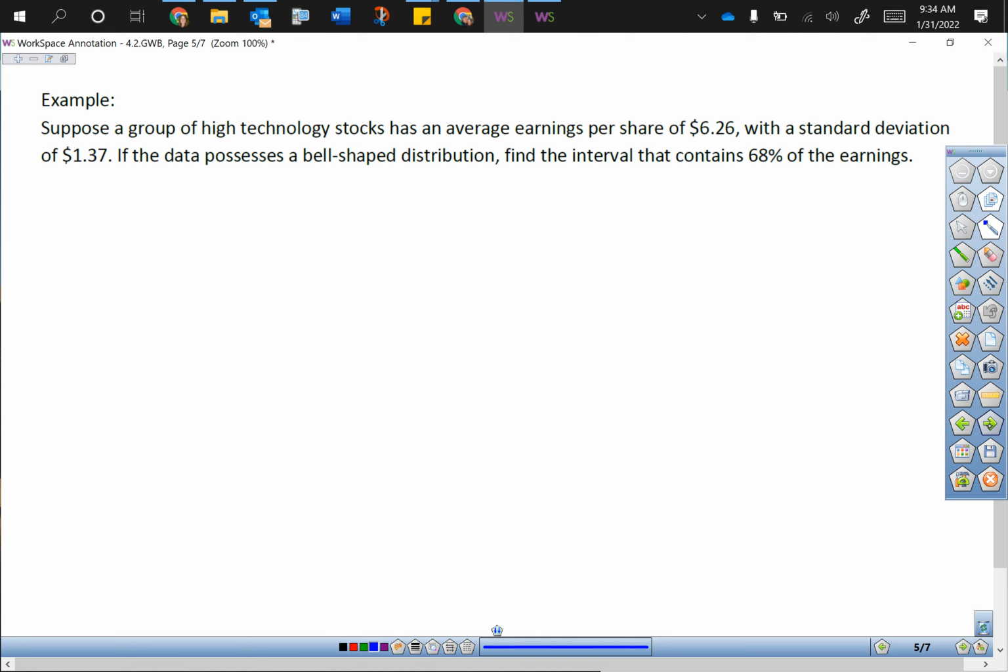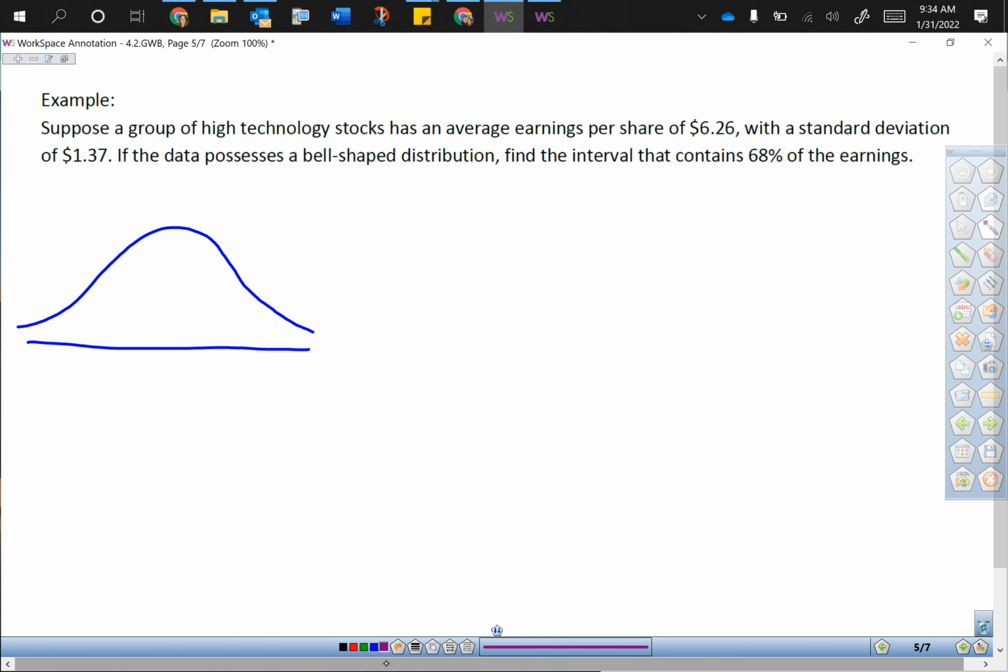So you're going to have a lot of problems like this today. Here's the best way to solve them. They're telling you that it's going to be a bell-shaped distribution. The first thing you should do is come over here and do your best to sketch a bell-shaped distribution. It doesn't have to be perfect. And then you know that the mean goes in the middle, and you're going to put 1, 2, 3 lines up, and 1, 2, 3 lines down.